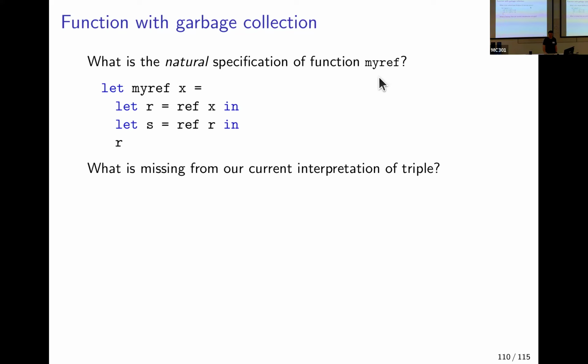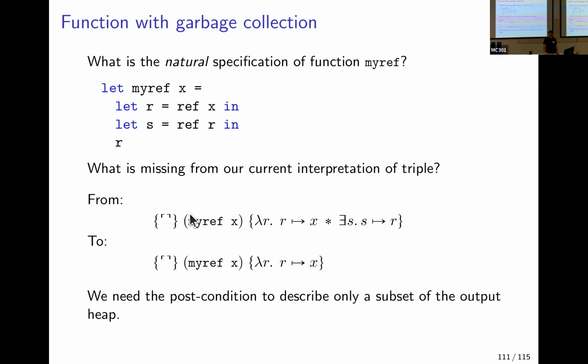What happens if you want to throw some things away? Let's say you have a very weird program, myref of x, which builds a reference to x in the following way. Let R be ref of x, so it allocates something that points to x, and then S points to R in a new reference cell. So we could specify it like this: myref of x returns some pointer R that points to x, and there exists some S that points to R. We would like to be able to throw this away because we cannot do this.